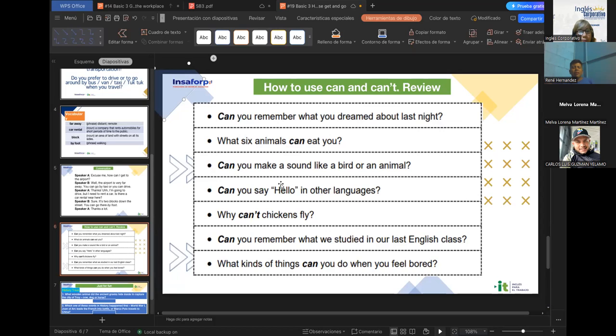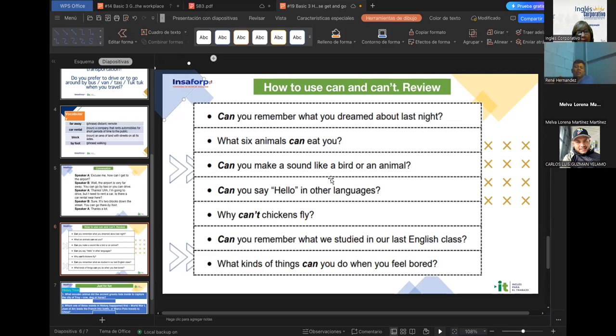Can you make a sound like a bear or an animal? No, I can't. Can you say hello in other languages? No, I can't. Why can't chickens fly? The chickens can't fly because their anatomy is not aerodynamic. Can you remember what we studied in our last English class? Yes, I remember what we studied about the directions.